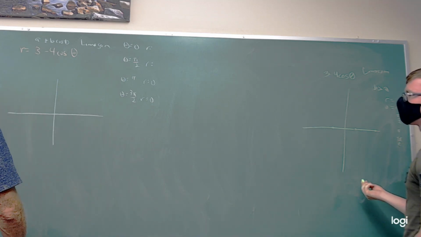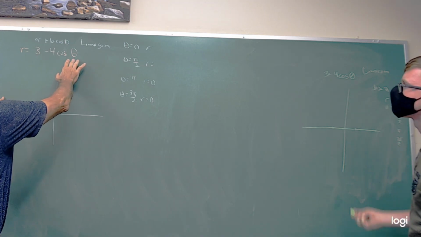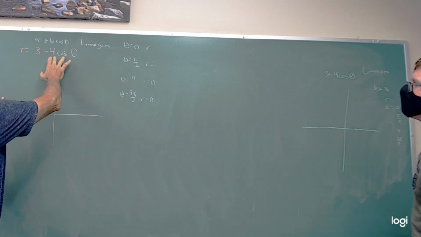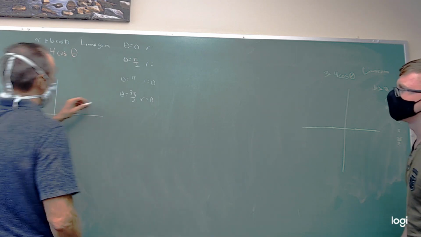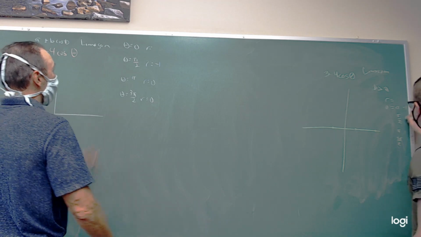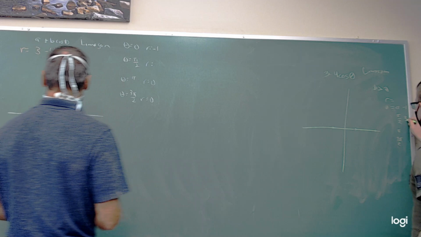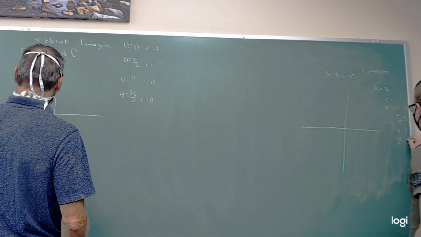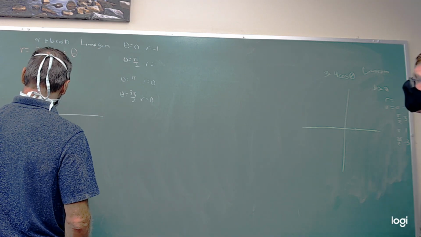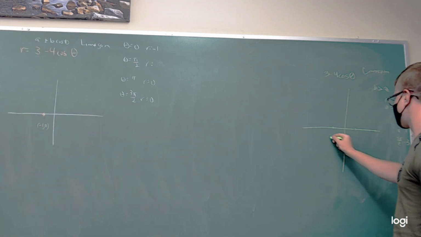So when theta is 0, cosine of 0 is 1, so we get 3 minus 4 times 1, 3 minus 4 is negative 1. So we'll go to, oops, I put that in the wrong place. When theta is 0, we get negative 1. So that's going to put us right there, and we'll label it negative 1, 0.